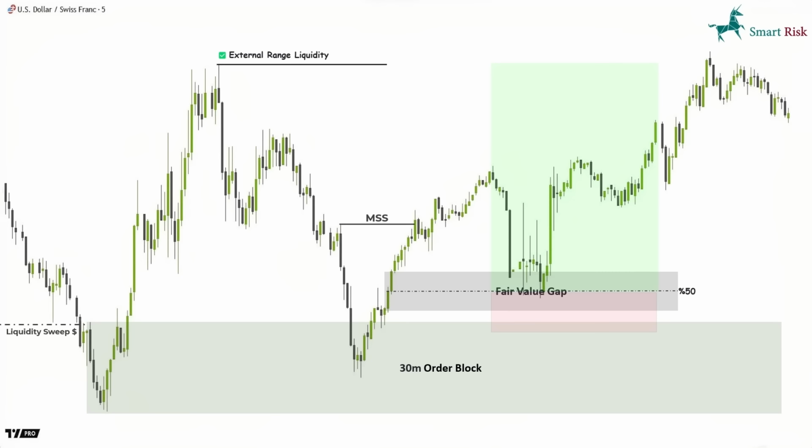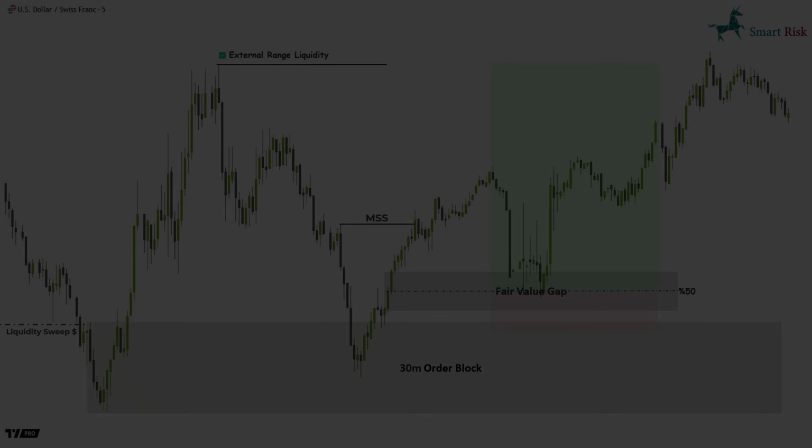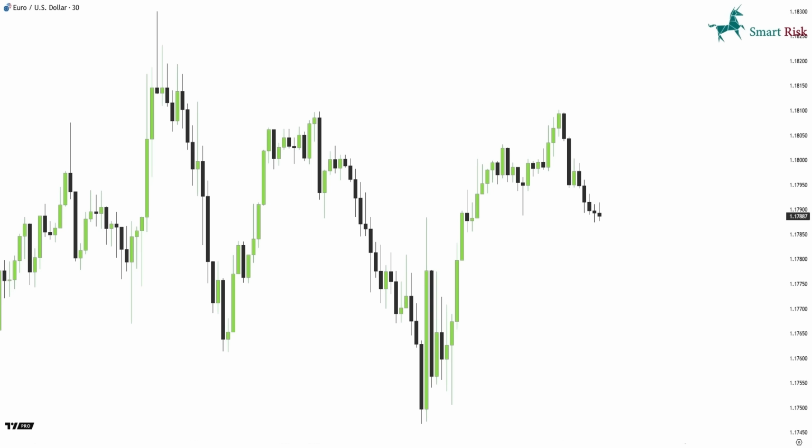Now let's move on to the next real chart trade example. Here we have the Euro-dollar 30-minute chart on the screen. As you can see, price swept the buy-side liquidity above this swing high and then immediately reversed direction, dropping back below the swing highs range and pushing to the downside.